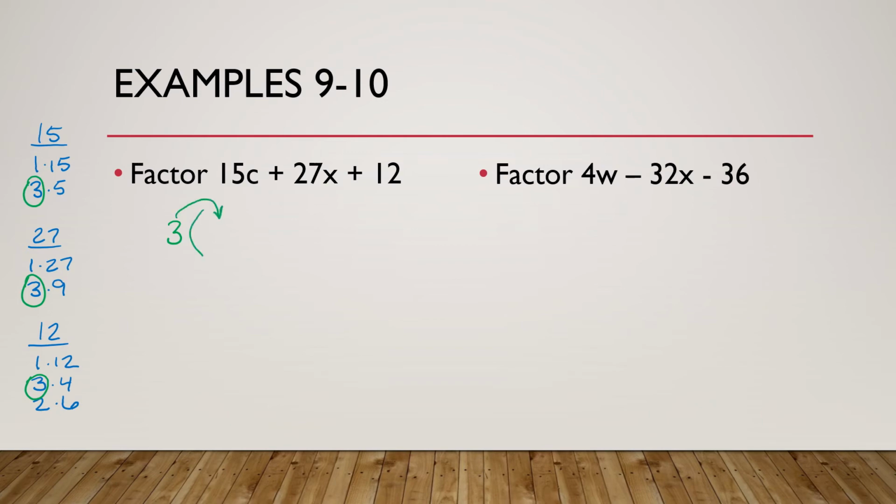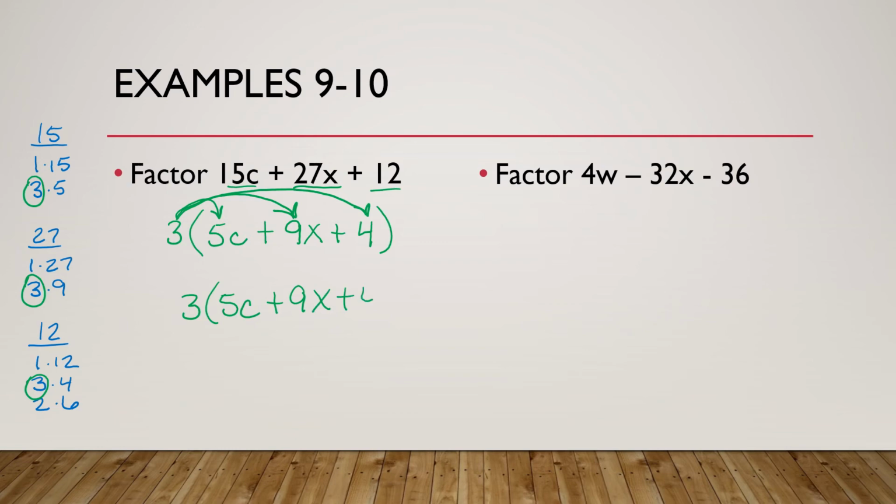So 3 times something should give us 15c, which is 5c. Bring down your plus sign. 3 times something should give us 27x, which would be 9x. And then 3 times something else should give us 12, which is 4. So we get 3 times the quantity 5c plus 9x plus 4.